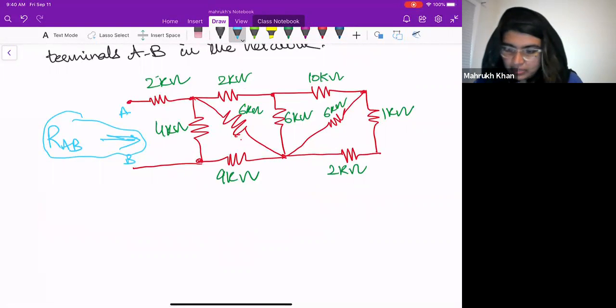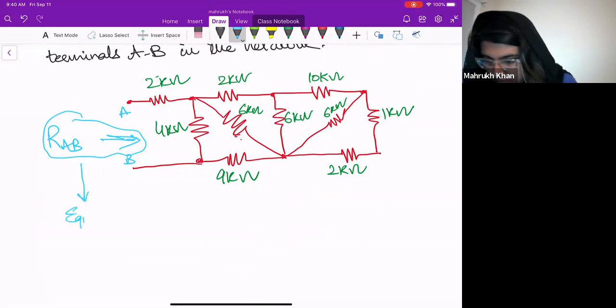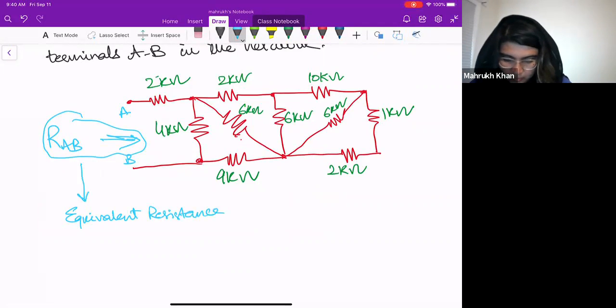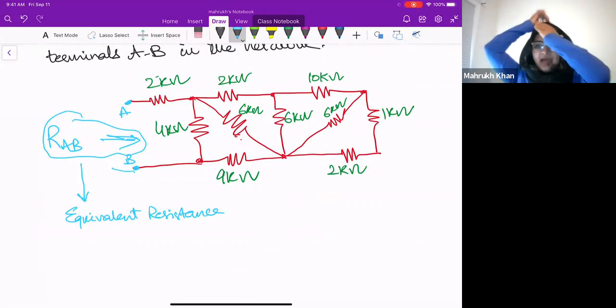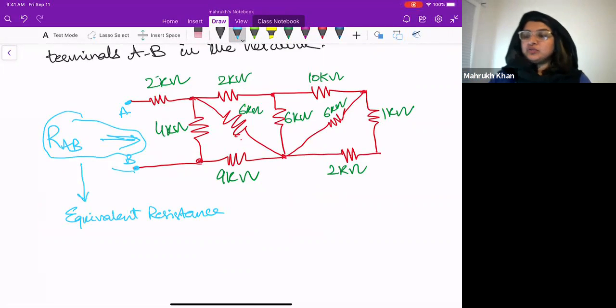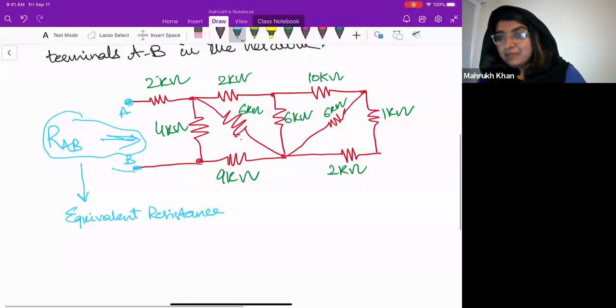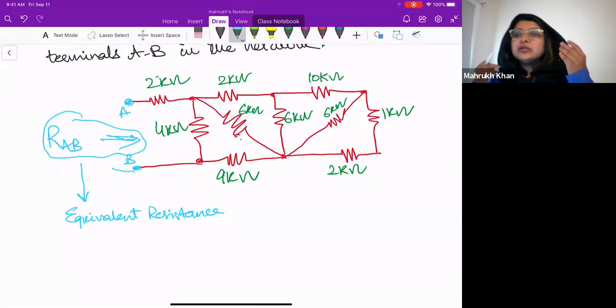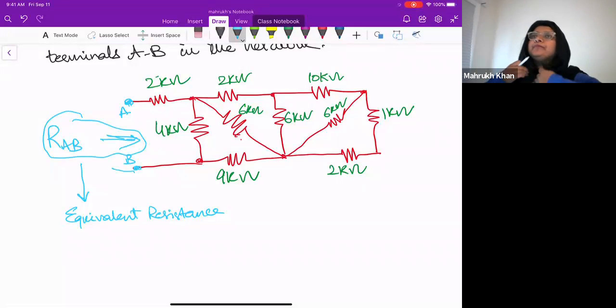So this RAB is also called the equivalent resistance of the circuit. If you measure your resistance here with your ohm meter, it should give you this RAB, because the ohm meter doesn't know what's behind that. Similarly, if you connect these terminals A, B to some other circuit, the other circuit also sees the equivalent resistance, okay? So that's why it's important to know how we solve it.